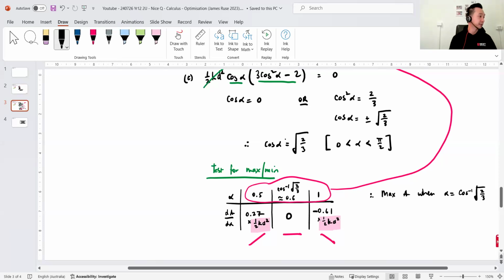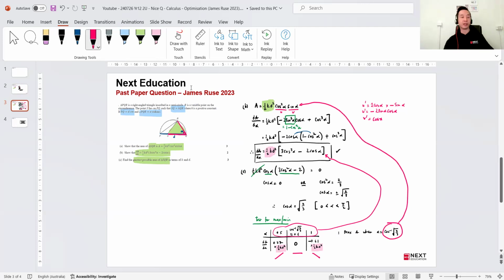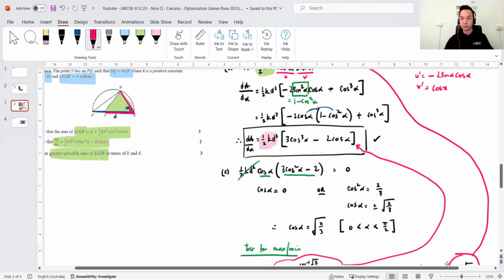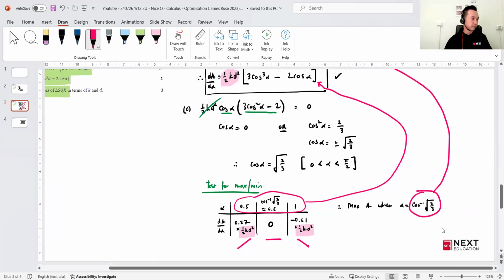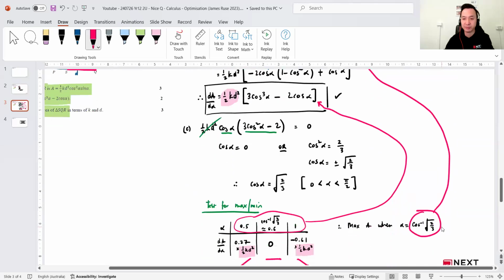Yeah. Now, let's answer the question. So now that I've proven that max area exists, they want me to find the max area. So I need to sub that into the original. Take this and sub it into there. And when you do, let's see what I get. Actually, no, let's be smart about it. Should we give the exact answer? Yeah, I think we can get the exact answer. So let's be smart.